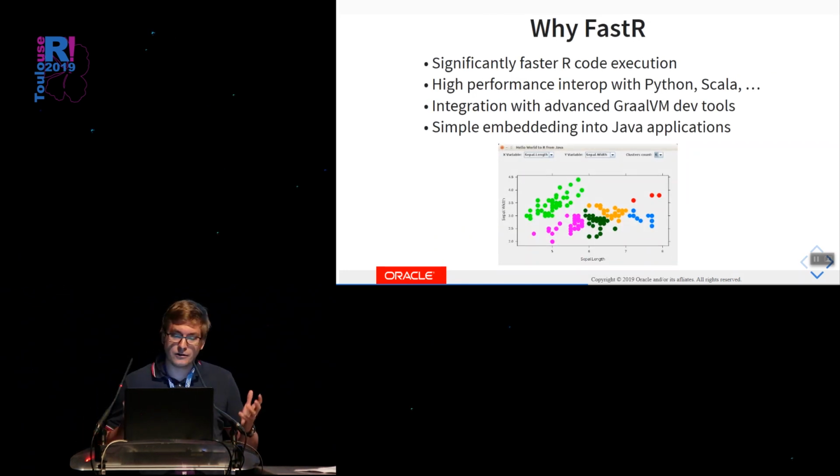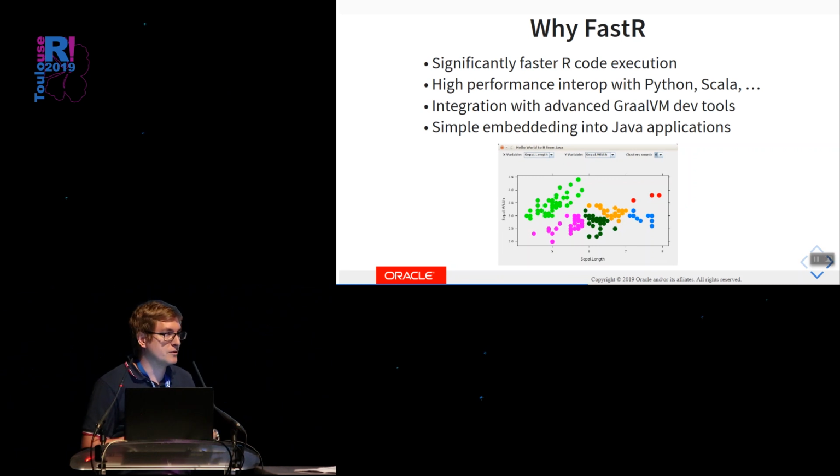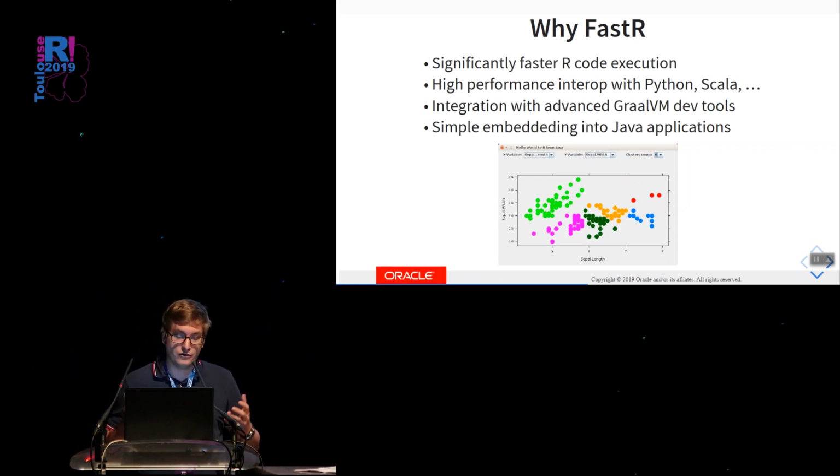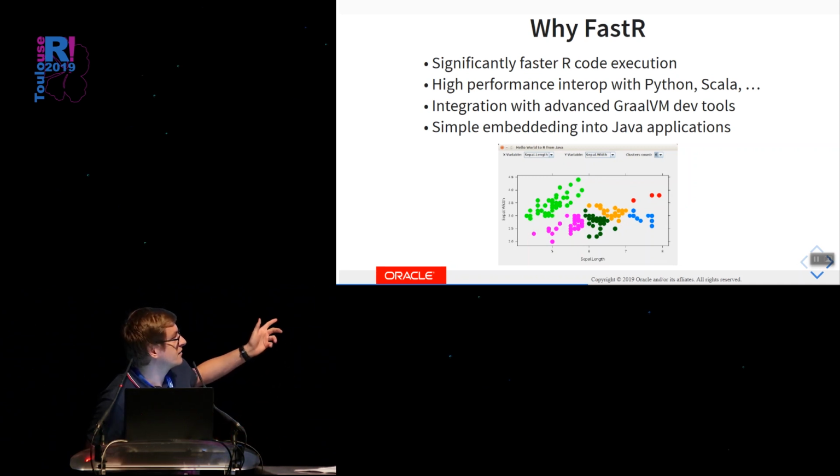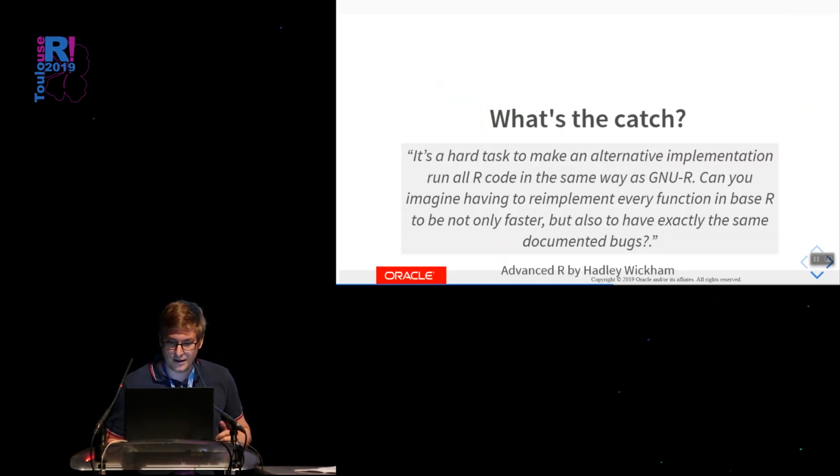Another reason, this whole GraalVM thing, I didn't say that yet, but it's built upon the JVM virtual machine, and that means that we are very good at interoperability with Java and at embedding FastR into Java. So this is a Java desktop application, and the plot was generated in FastR, and it was directly drawn on the Java widget. So there was no bitmap image generated on a disk and then displayed in the UI. It was directly drawn on the UI.